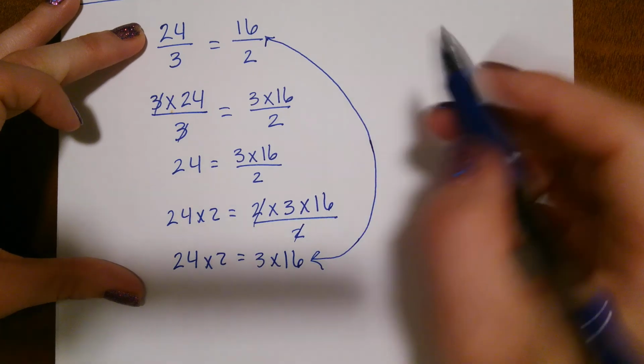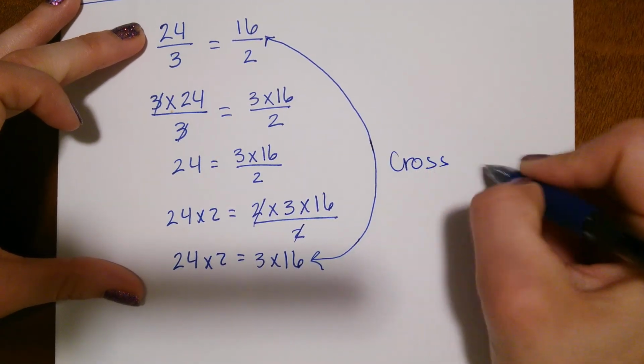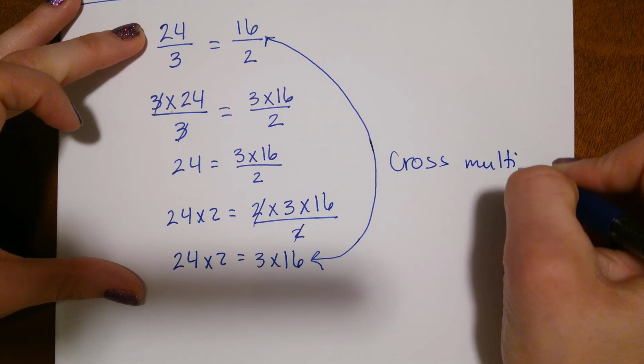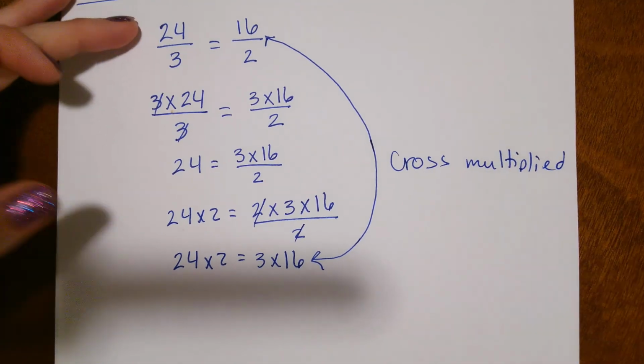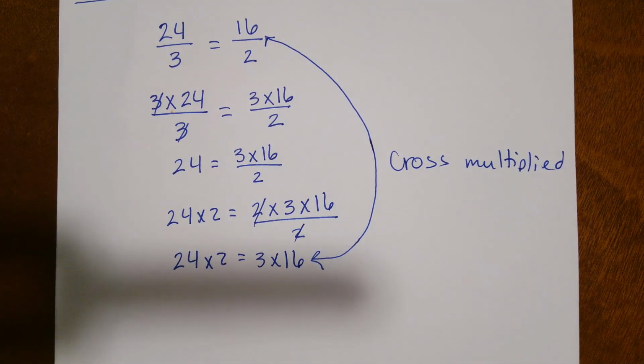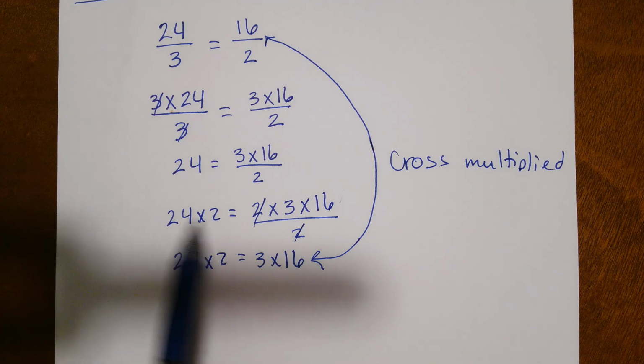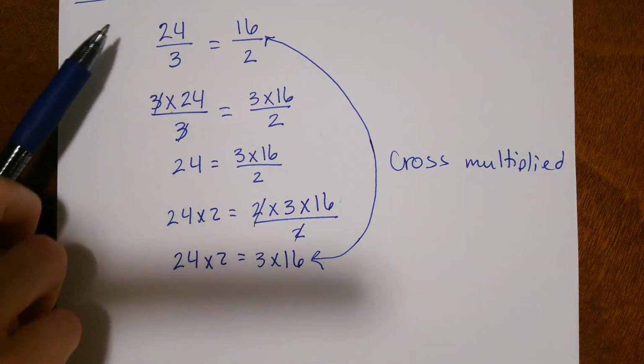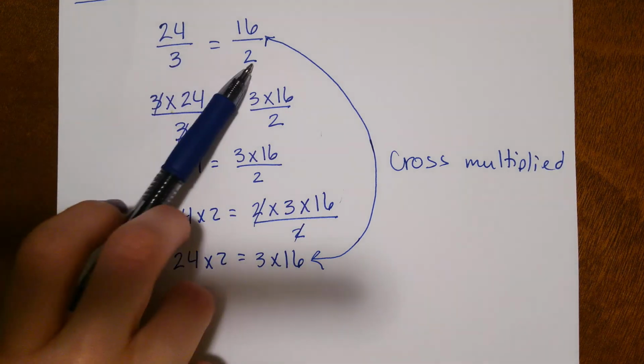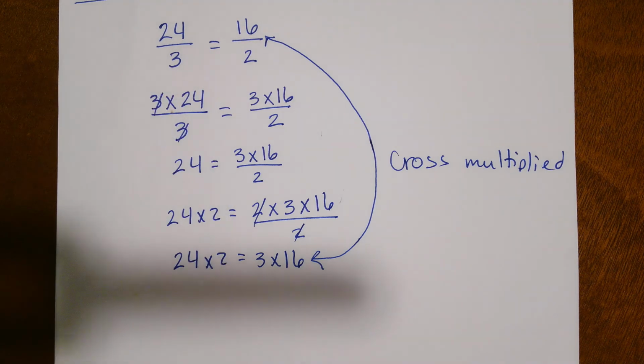Alright, so hopefully maybe you see that we cross-multiplied. And this is how you'll solve a lot of your proportions and things like that. So the shortcut of this here, in between is all the why can we do that. The shortcut is just cross-multiplying 24 times 2 and 3 times 16.